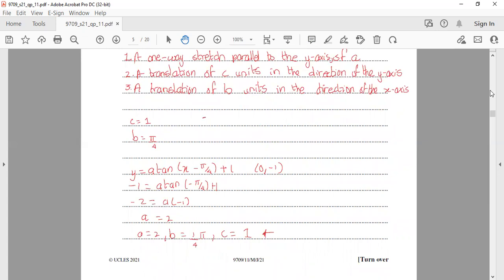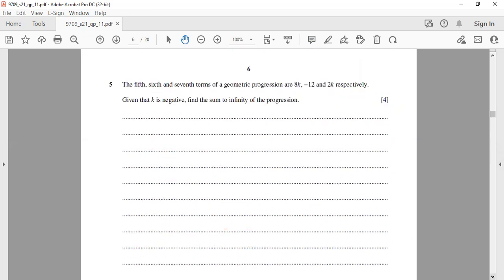So for this question, you get 1 point for finding the value of c, 1 point for finding the value of b, and 1 point for correctly finding the value of a. Okay? This question is quite new because of the topic transformation. All right. So now, we are going to do question number 5.